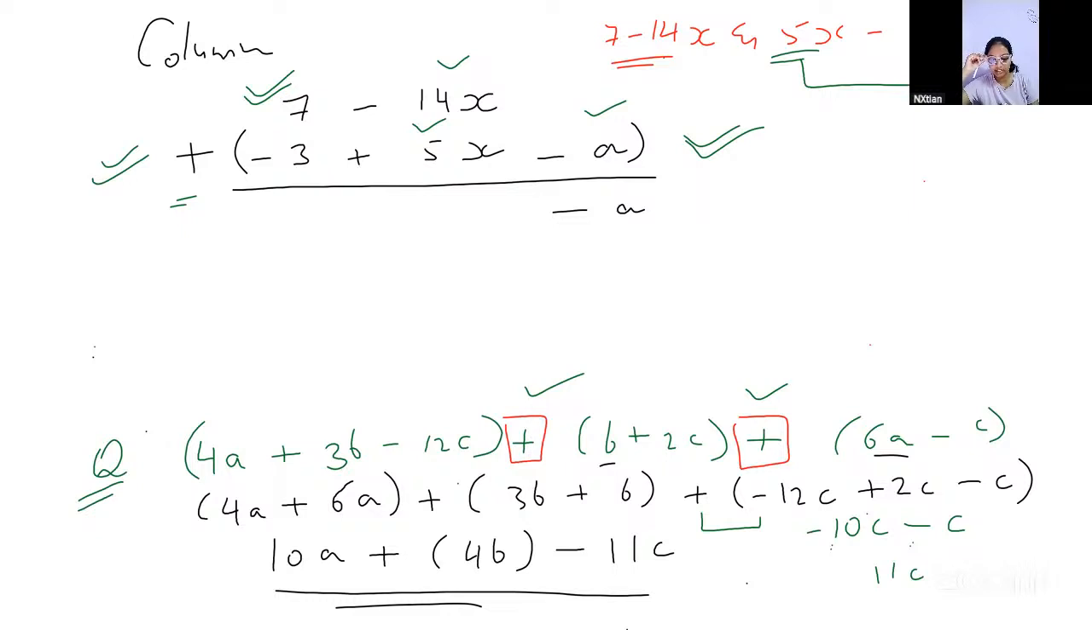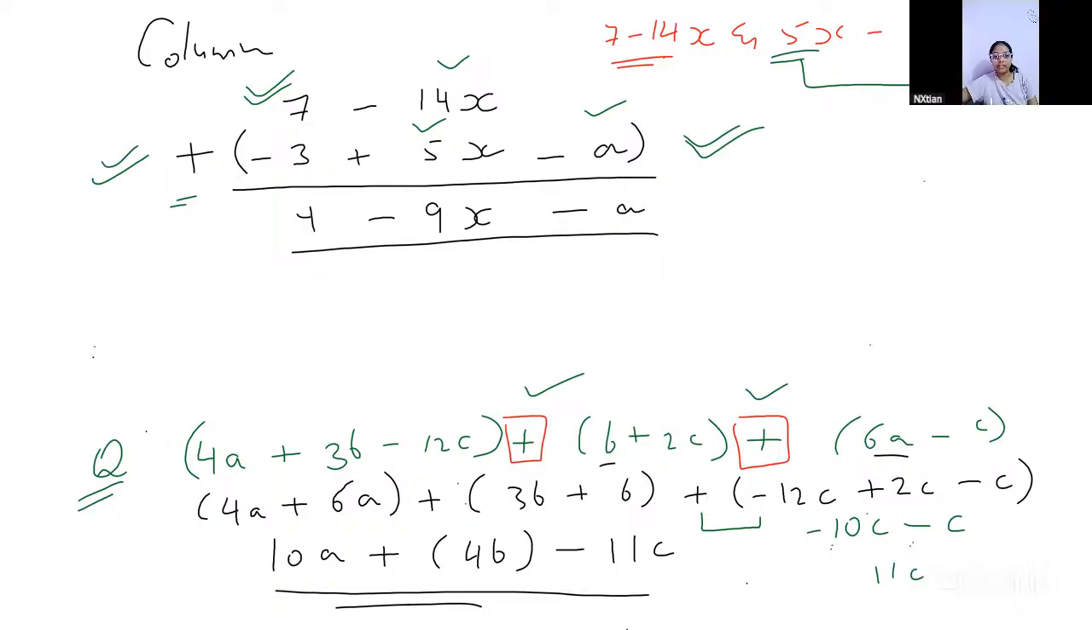So minus a as it is. Now I have plus, minus: minus 14 plus 5. Minus plus is minus, so 9x. 9x is 14 minus 5, and 14 is the bigger number, so we put the sign of the bigger number. Then we have 7 minus 3, we subtract, 4. And 7 is positive, so 4 is going to be positive. 4 will not become negative.